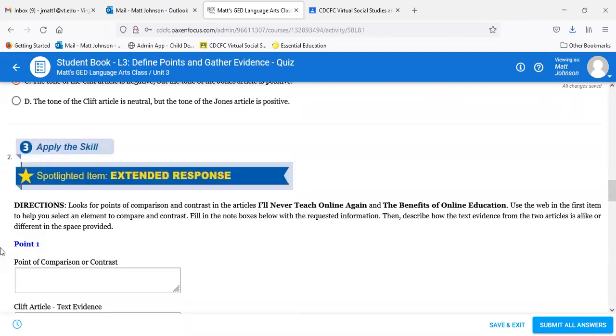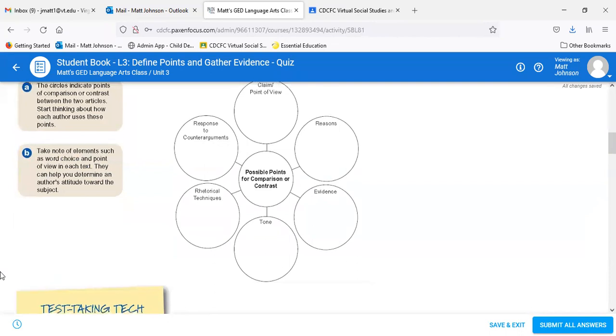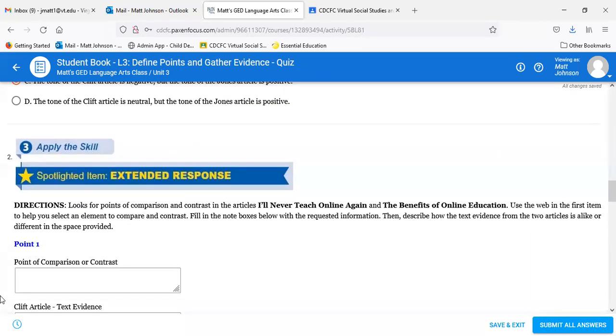So yeah, here we go. What we're going to start looking at are points of comparison or contrast, right? So the directions say look for points of comparison and contrast in the articles: I'll never teach again online, or I'll never teach online again, and the benefits of online education. Use the web in the first item to help you select an element to compare and contrast. So they're talking about, right, this, that's the web, and all those elements in there: claim, reason, evidence, tone, rhetorical techniques, response to counter arguments. So to help you select an element to compare and contrast, fill in the note boxes below with the requested information. Then describe how the text evidence from the two articles is alike or different in the space provided.